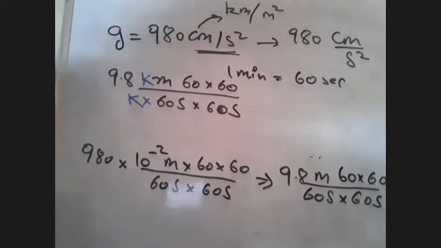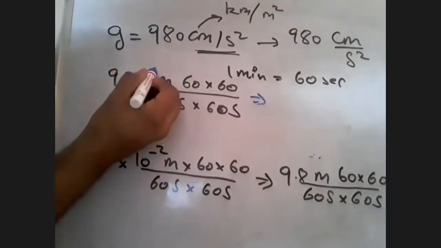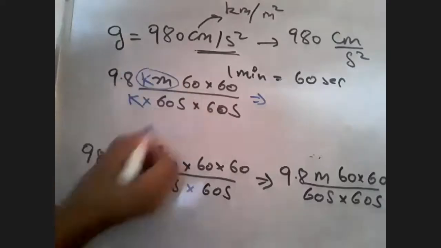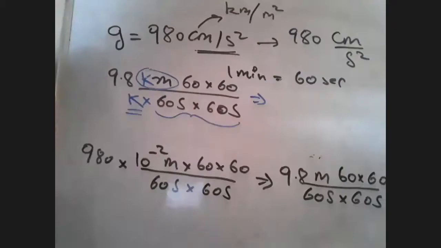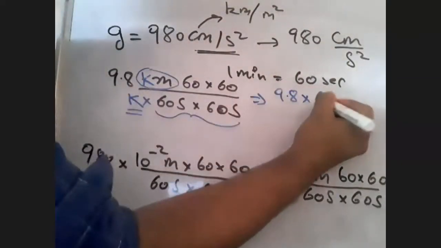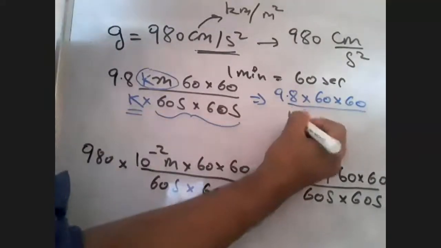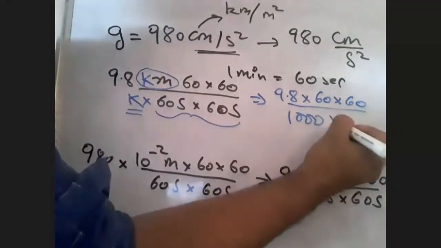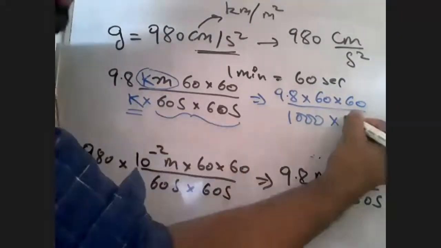So now open everything up. Instead of k, we will write 10 raised to 3, except for this. See, I already got kilometers here, I already got minute here. What remains is this k and this 60 into 60, isn't it? So we will open that up and get 9.8 kilometers into 60 into 60 upon this k, which can be written as 10 raised to 3. So write it as 1000 into 60, which can be written as 1 minute, so I can write it as minute square.